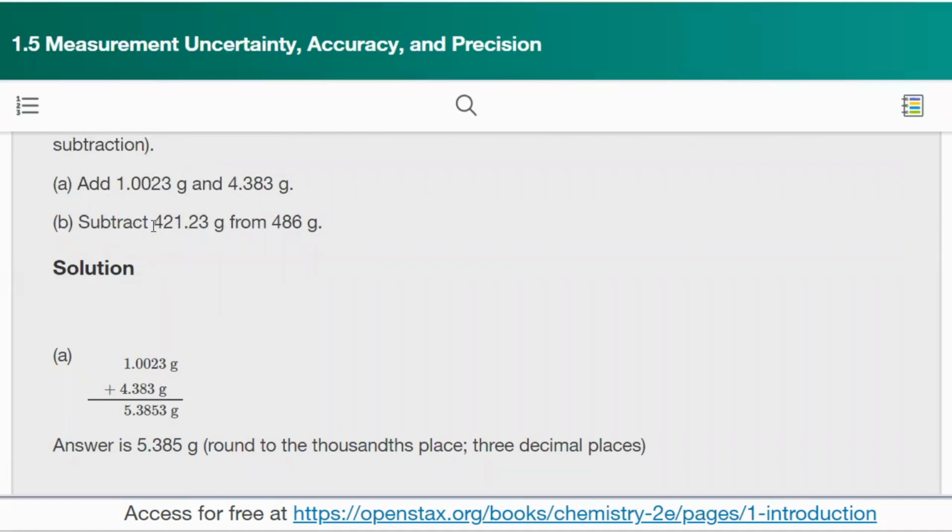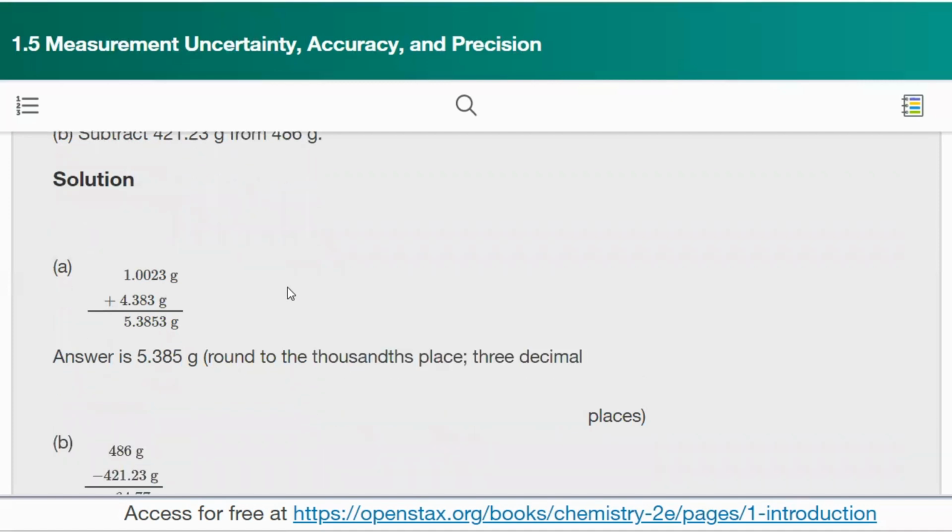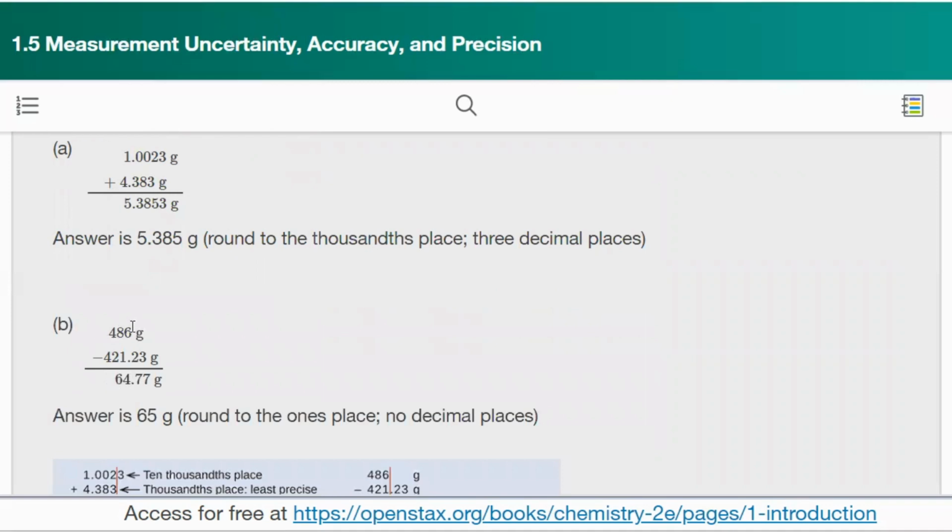Now let's look at this example here. B, 421.23. We're going to subtract that from 486. The answer is 65 grams, rounded to the ones place. There's nothing after the decimal in 486, so we don't have any figures beyond the decimal point. There are 0 numbers beyond the decimal point, and we should round according to that rule. Then we get 65 grams.